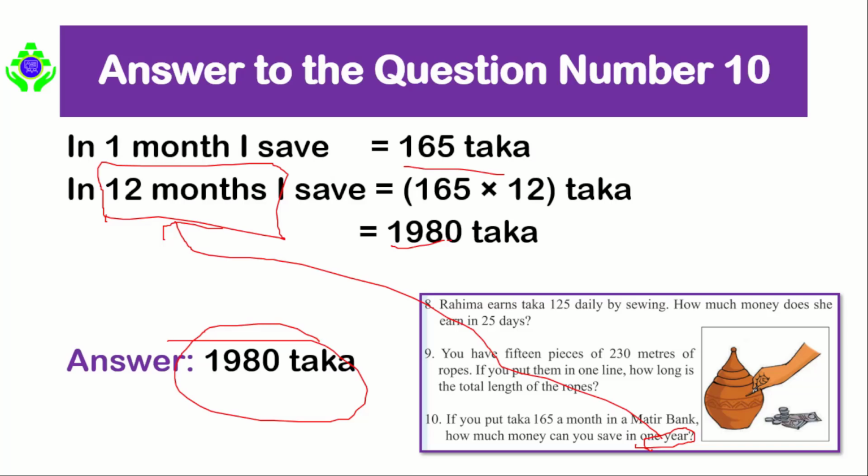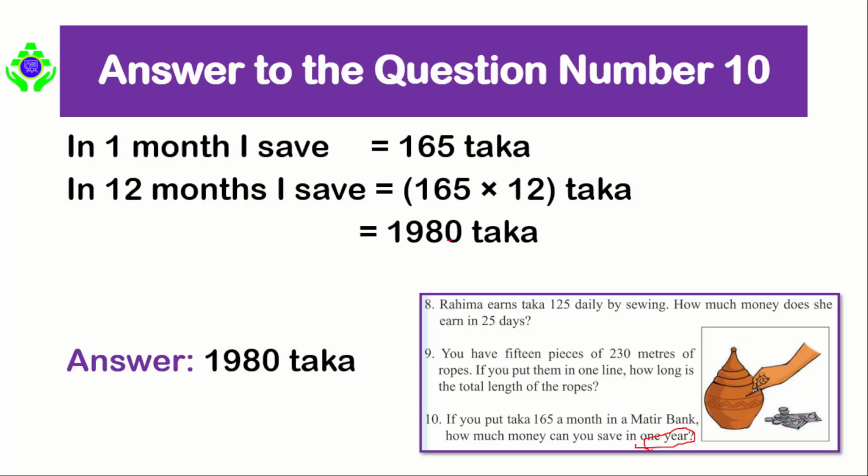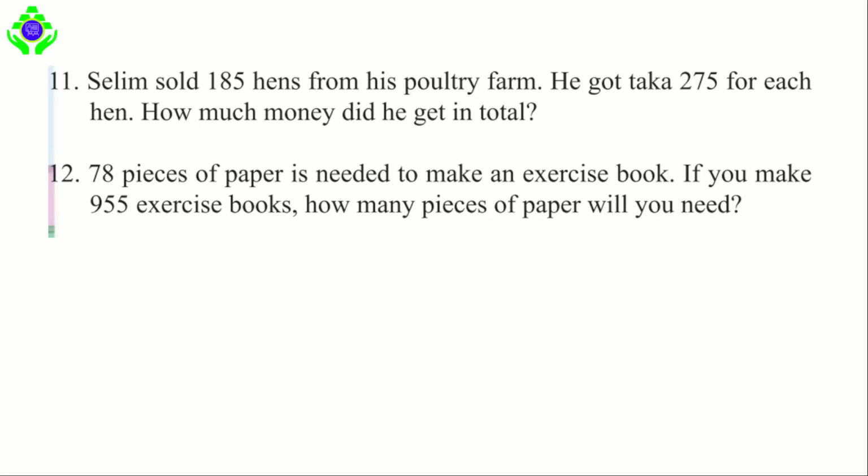Like the previous questions, you also need to calculate this multiplication on the right side of your notebook. So the answer will be very easy to you. Okay, now let's move on to question number 11. In question number 11, it's mentioned that Selim sold 185 hens from his poultry farm. He got taka 275 for each hen. How much money did he get in total?